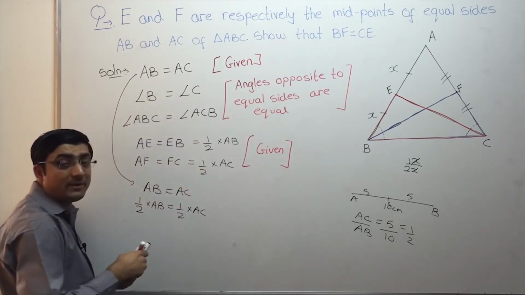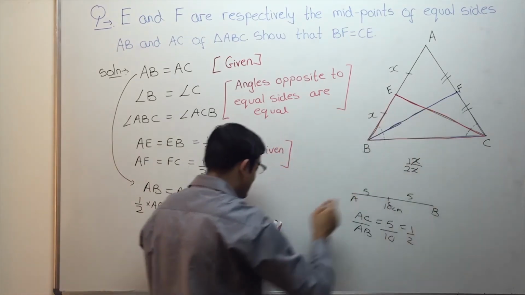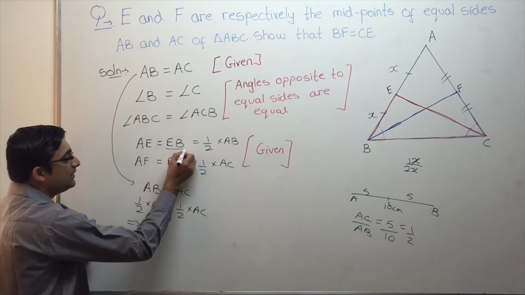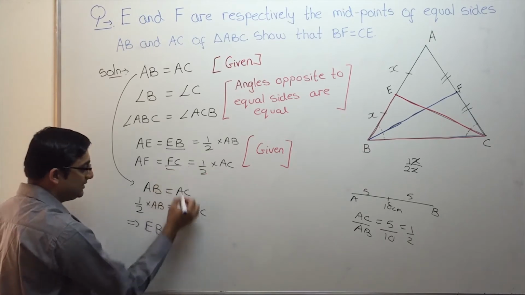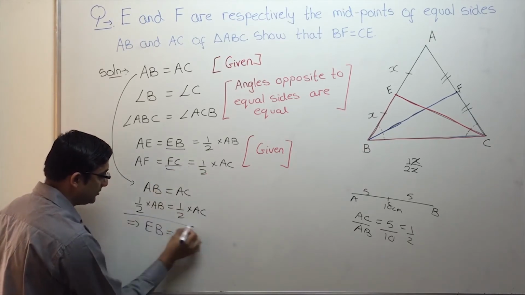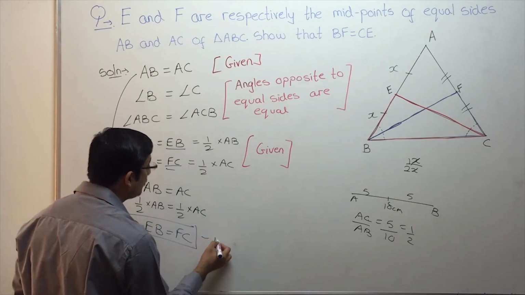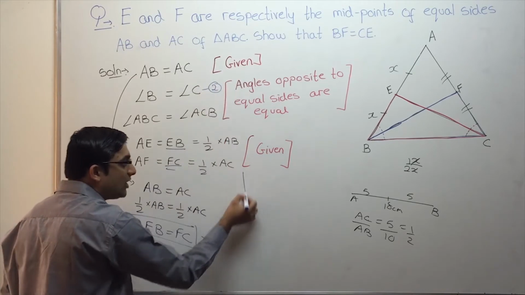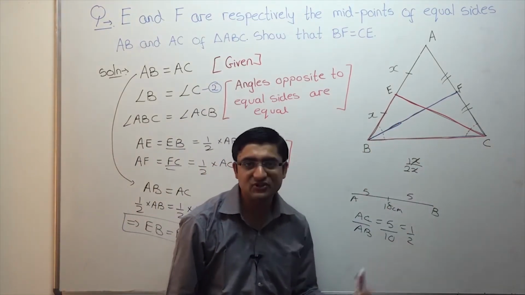So what am I interested in? See, basically I have to prove these two triangles are congruent. So I want to get EB is equal to FC. That is what I'm getting from here. So what is half of AB? It is EB, is equal to half of AC, that is FC. So I've got EB is equal to FC, right? So this over here, I'll call it 1. Angle B is equal to angle C, I'll call it 2. So now let's proceed towards congruence of these two triangles. So let me first rub this off.